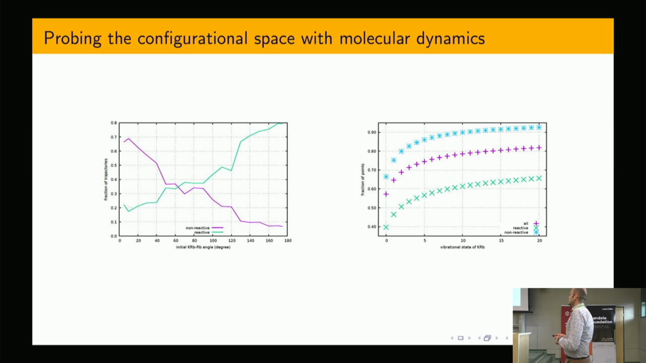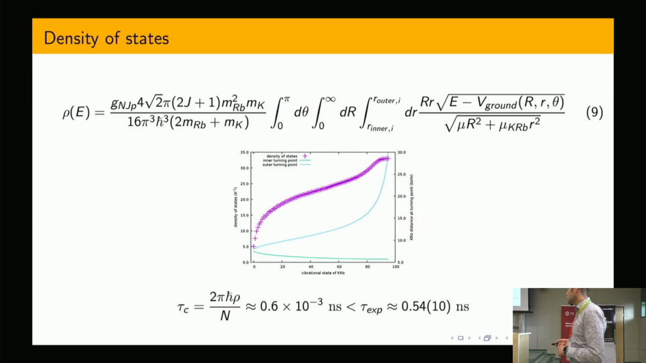And for this we do classical molecular dynamics, and generally what we observe here is the fraction of the trajectories which can be classified as reactive or non-reactive. Generally it depends on the initial orientation, which is not very surprising, but more or less on average half of the trajectories are reactive, so it means that we have to include probably all degrees of freedom.